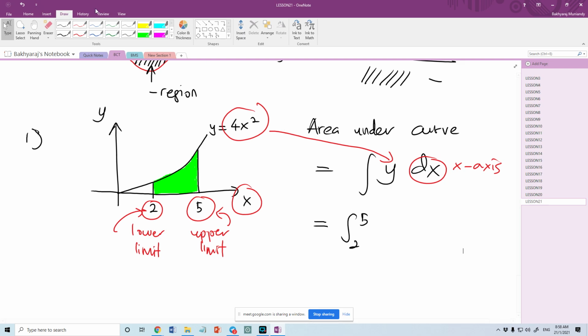Okay, so now we want to integrate with respect to x from 2 to 5. And then y is actually 4x squared dx. So this is the integration for finding the area under the curve. Inilah untuk cari shaded region ni.